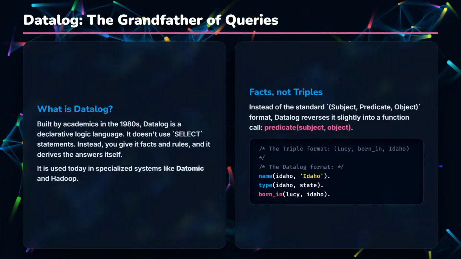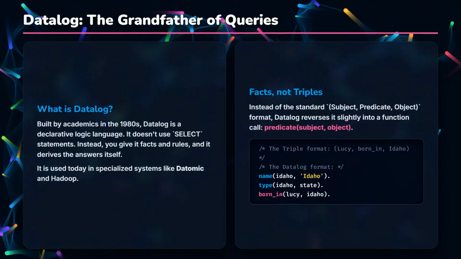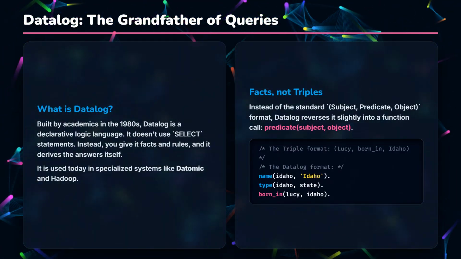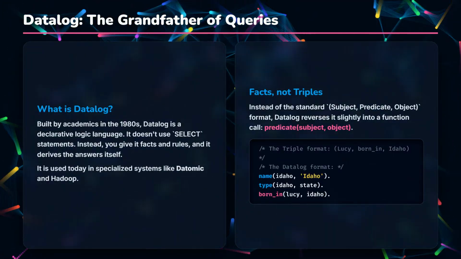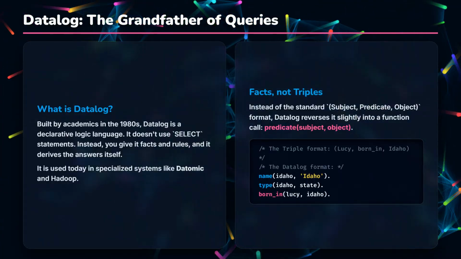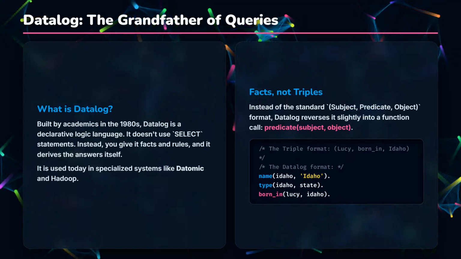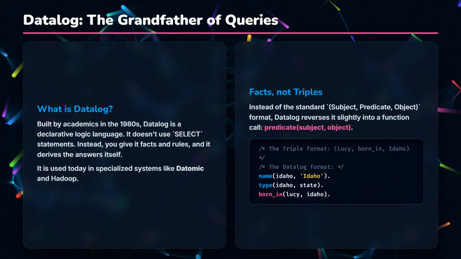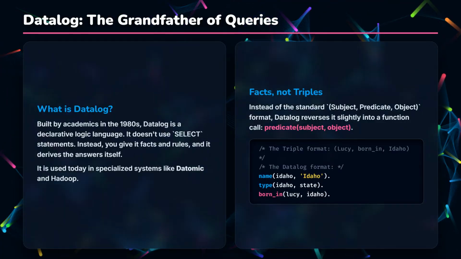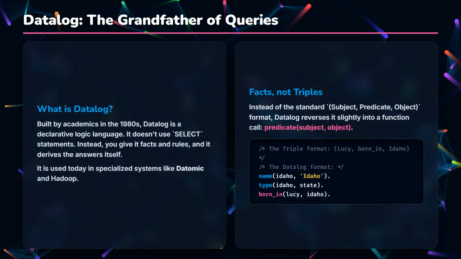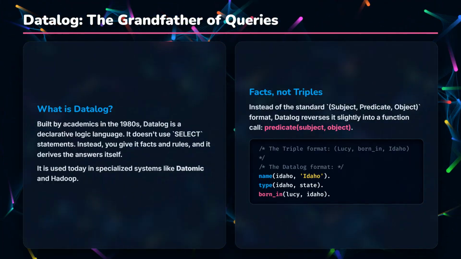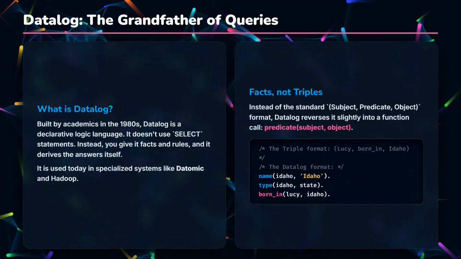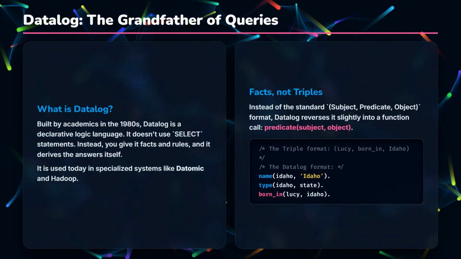But Datalog looks a bit different. It is based on a language called Prolog. If you remember triple stores from our last video, we wrote sentences like subject, predicate, object. For example, Lucy, born in Idaho. Datalog flips this around to look more like a standard programming function. You write the predicate verb on the outside, and pass the subject and object inside the brackets.